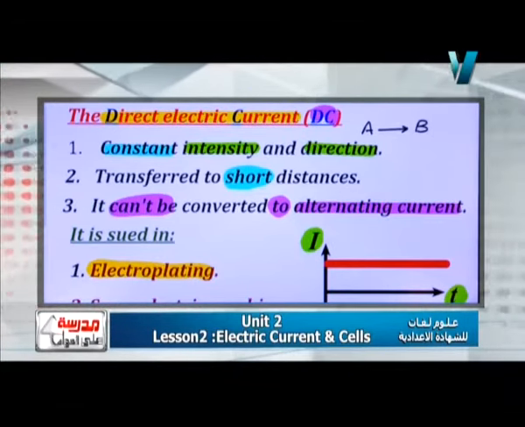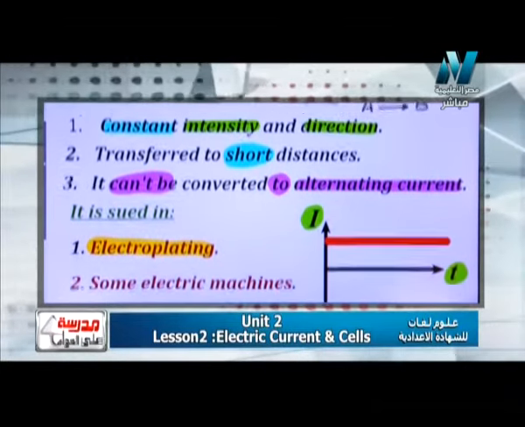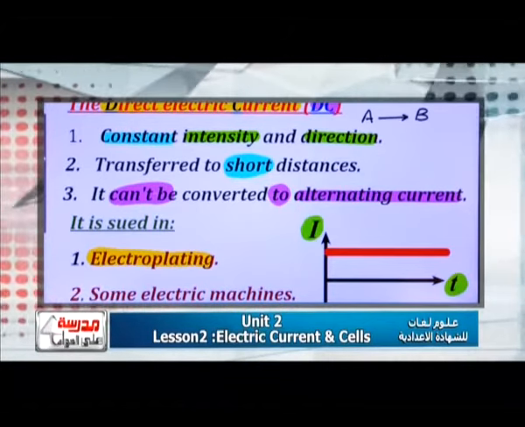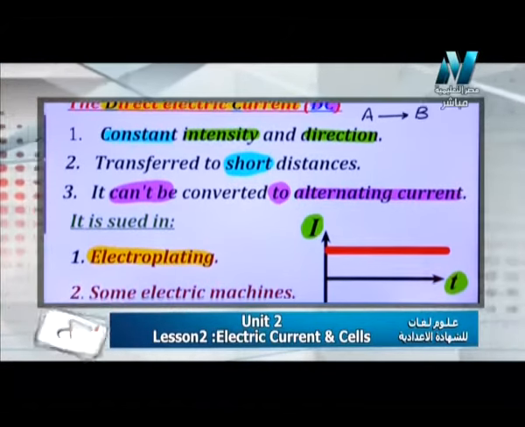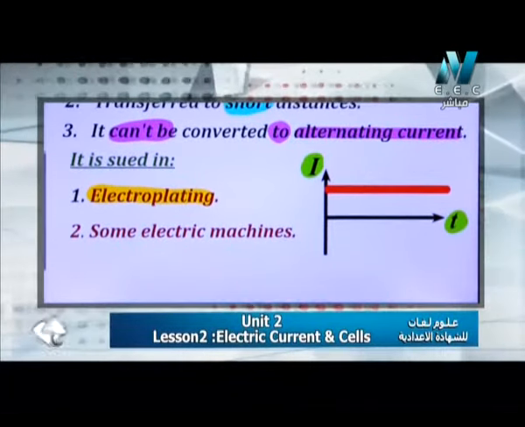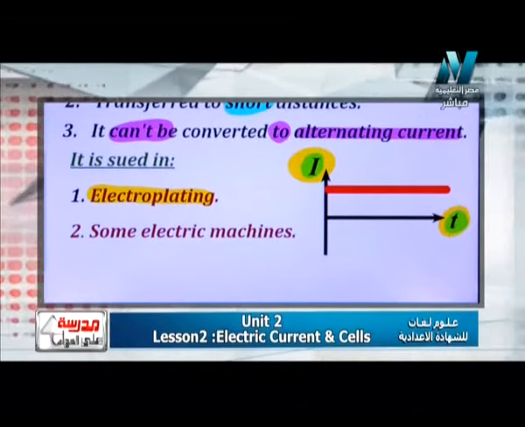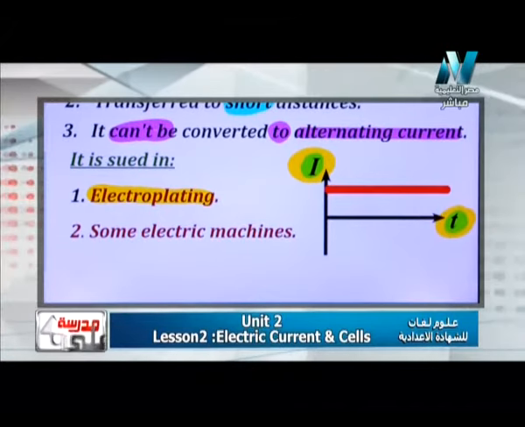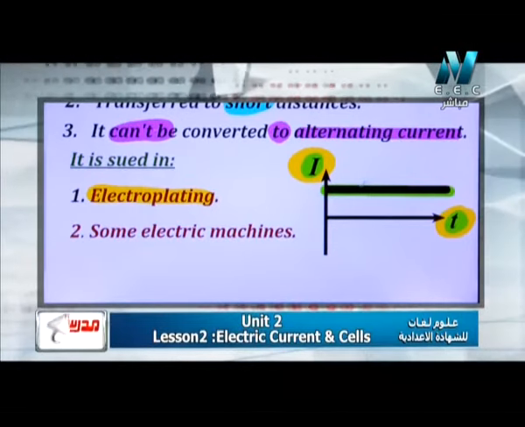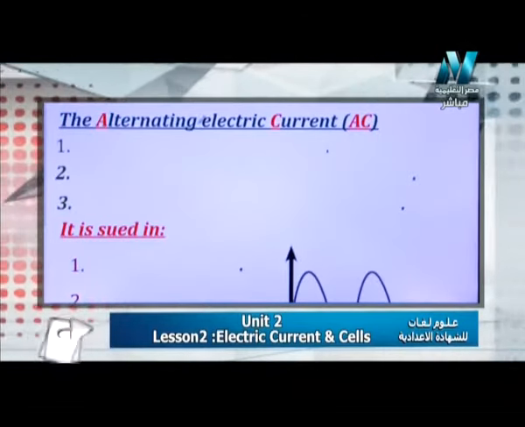Maybe in the second term exam we will have a question: illustrate by drawing, by graph, the direct current. So we should remember how to draw a relation between electric current intensity and time. Between them we have direct current, and the direct current has constant intensity and direction. So we have a straight line parallel to the time axis.